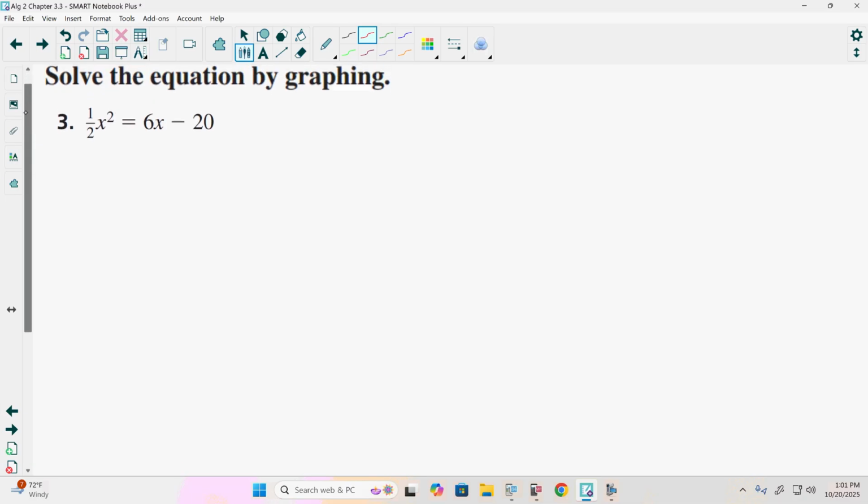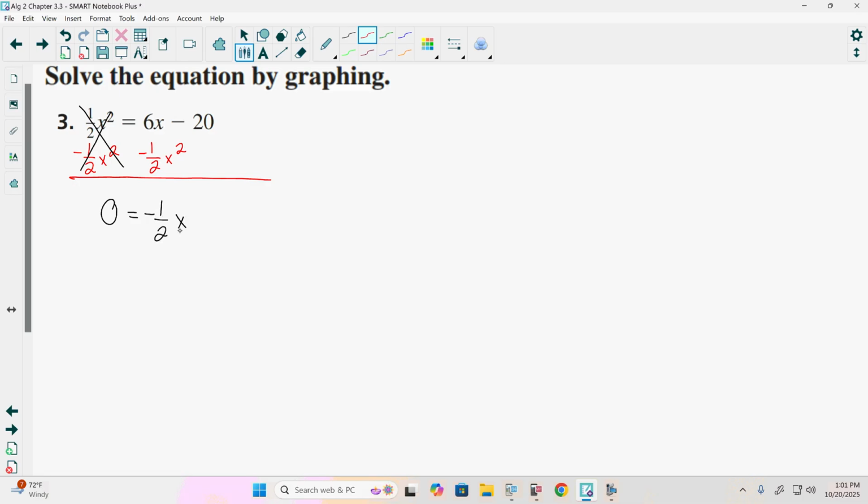So we have 1/2 x squared equals 6x minus 20. For this, we need to get the equation equal to 0. Now to get this equation equal to 0, what's the first thing we can do? Well, we can subtract 1/2 x squared from both sides, because 1/2 x squared minus 1/2 x squared is 0.